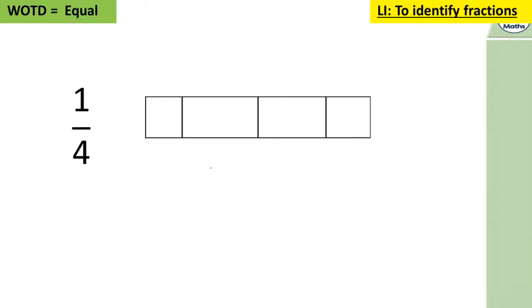Is this split into quarters? Is this shape split into quarters? No, it was not split into quarters because it was not in equal parts. So that is not split into quarters, even though there are 4 parts, because they're not equal. This is split into quarters.